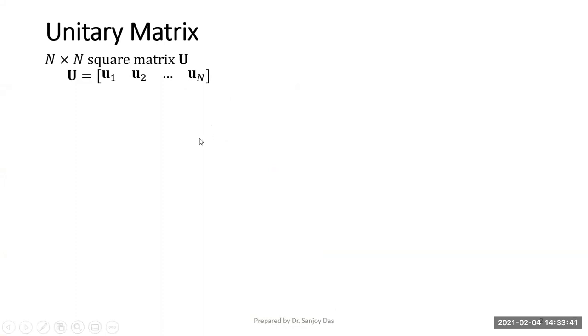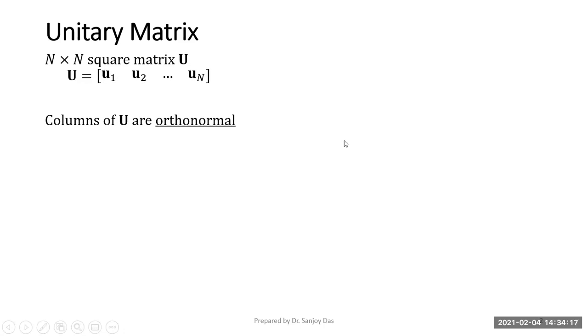A unitary matrix is a square matrix. So we have an n by n square matrix U, and we represent U in terms of its columns. So U is U1, U2, all the way to UN. Each column of U is an n-dimensional column vector. This is U. The columns of U must be orthonormal for U to be a unitary matrix.